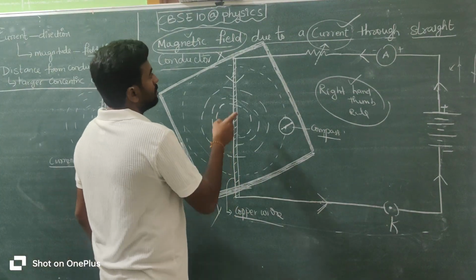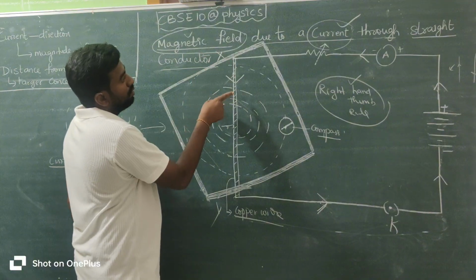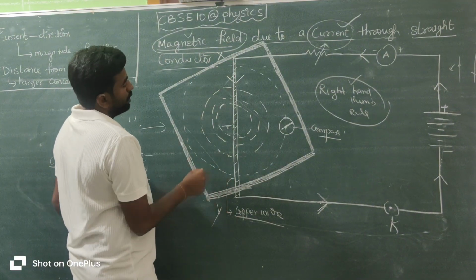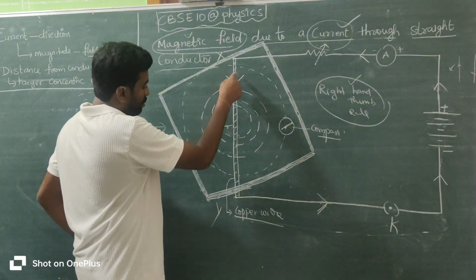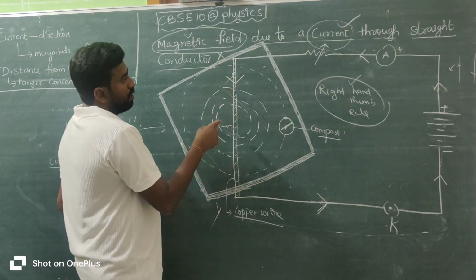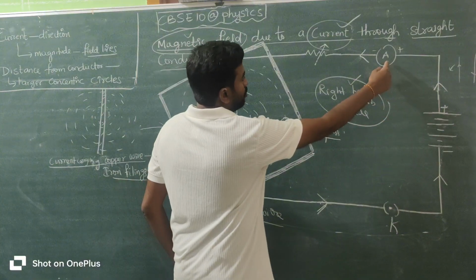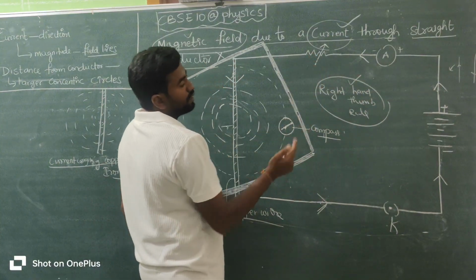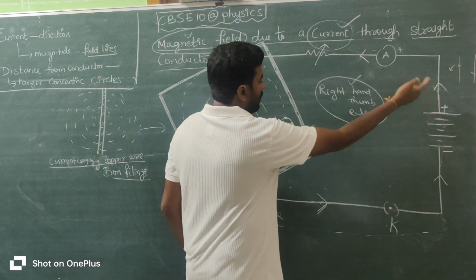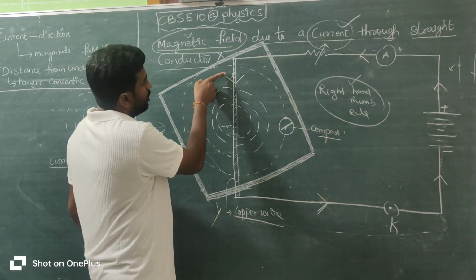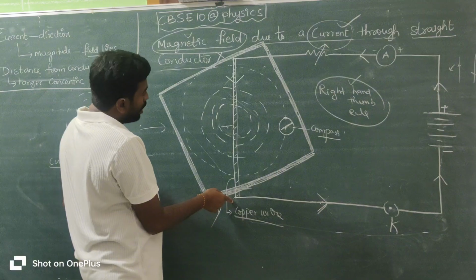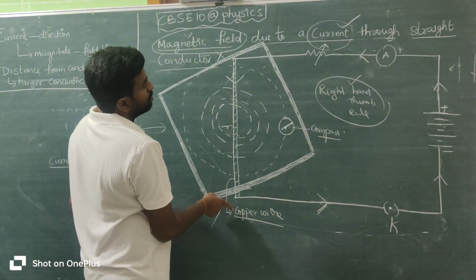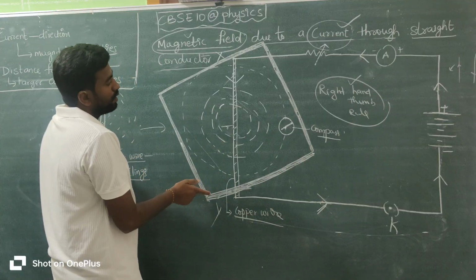Now we have to discuss magnetic field due to current through a straight conductor. This is the copper wire, a straight conductor. When it is connected to the battery through ammeter, variable resistor and switch, the path is closed and current starts flowing from positive terminal to negative terminal. The direction of current in the copper wire is north to south. So we have to find the direction of magnetic field.